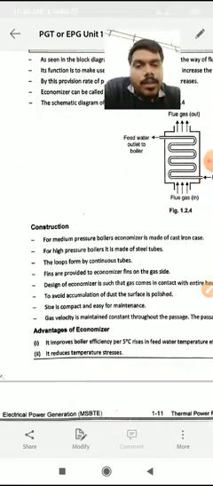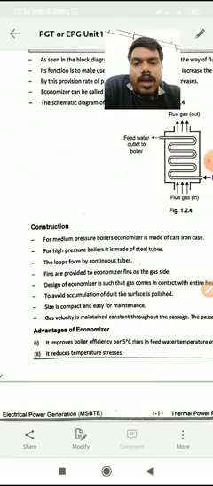Construction: a medium pressure boiler economizer is made up of cast iron. For a high pressure boiler, it is made up of steel tubes.